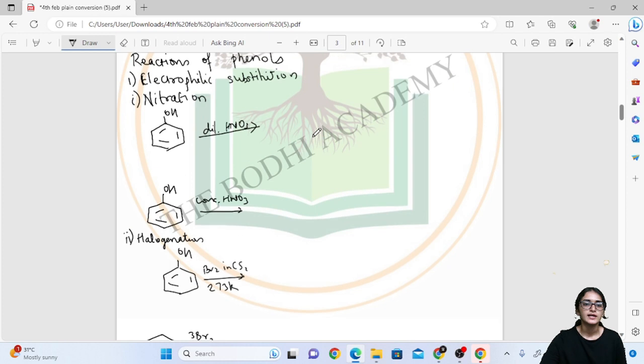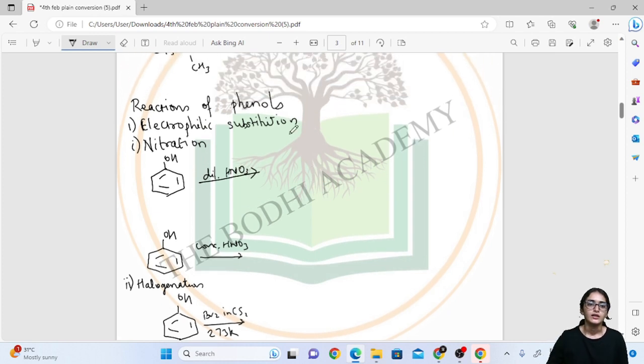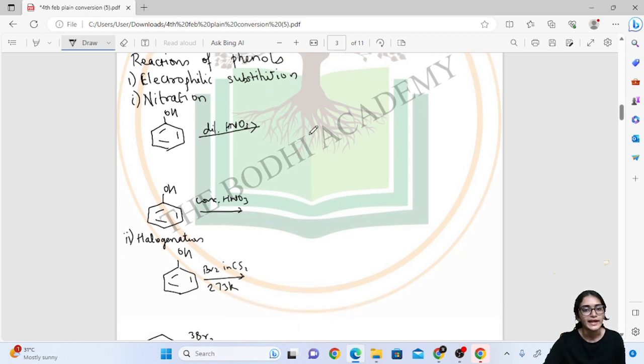The next we will see about the reactions of phenols. Now these are the very common reactions that we have studied in the last chapter also, electrophilic substitution reaction. First we have studied the basics about that, and then we have seen how to attach the different groups in the electrophilic substitution reaction. So in nitration, basically we are adding a nitro group. So for that we have to take the reagent, that is dilute nitric acid.